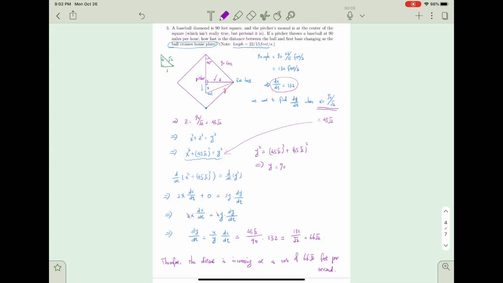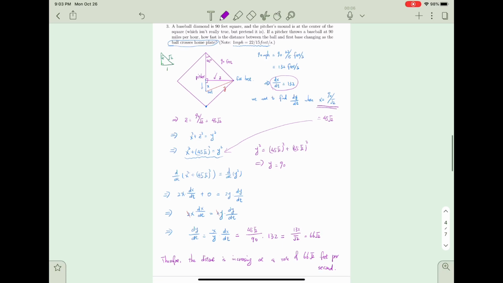And since this is a related rate question, we need to establish the relation between x and y by using the information in our diagram. And in this case, the relation is established by using the Pythagorean theorem, by using the right triangle, right? So once we figure out the x, we will be able to figure out the y. And the question asks you the rate of change of that distance, dy over dt, when x is equal to 90 over square root of 2, right?